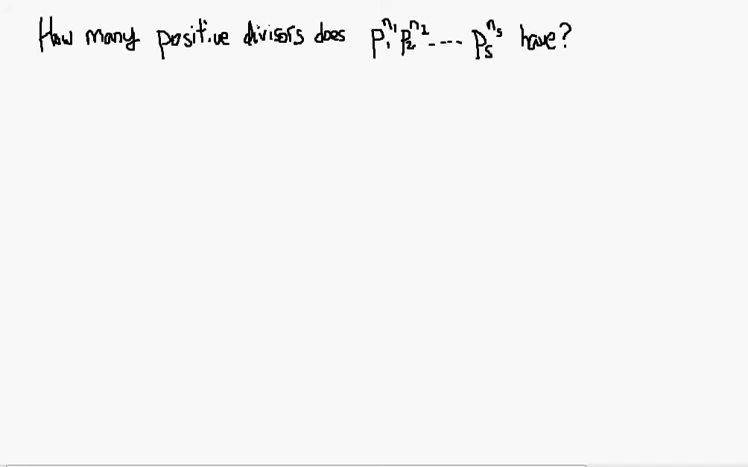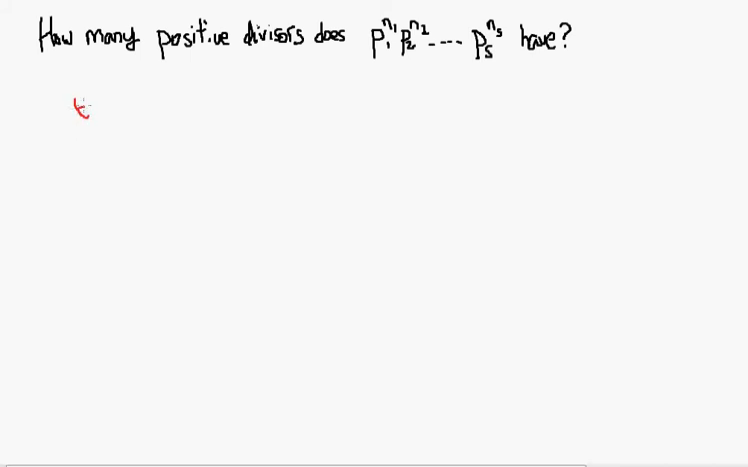Let's talk about page 244, number 30, part A. How many positive divisors does the integer p sub 1 to the n sub 1 times p sub 2 to the n sub 2 through p sub s to the n sub s have? So for example, let me do a numerical example before we solve this problem exactly.